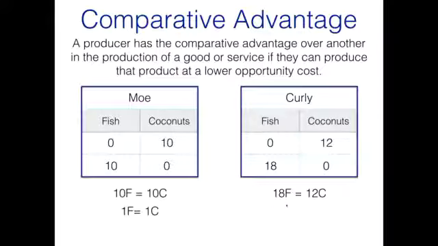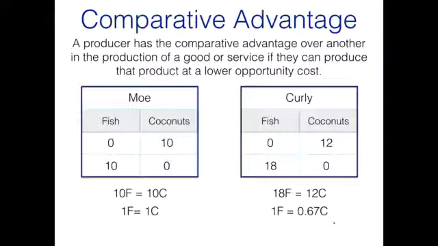We do the same thing for Curly. We see that in a given day, he could have caught 18 fish, and in that same given day, he could have collected 12 coconuts. So we want to know what the opportunity cost of production of one fish for Curly is. So we divide both sides by 18, and we get one fish is equal to 0.67 coconuts. Therefore, in the time that Curly catches one fish, he could have collected 0.67 coconuts.